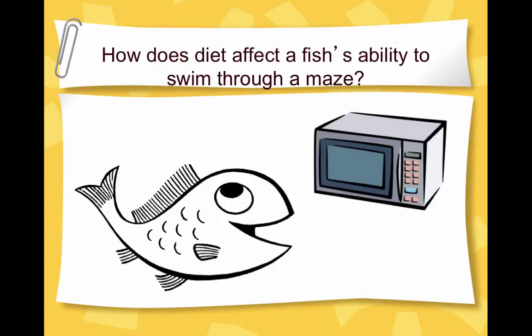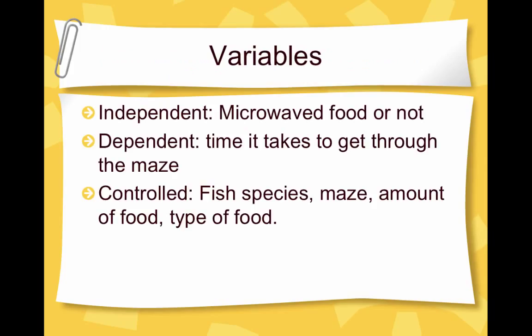Here's another example. Patrick thinks that fish that eat microwave food are smarter than fish that do not. So Patrick times a fish going through a maze before and after eating. 10 of the fish get microwave food and 10 get non-microwave food. So here are our variables. Our independent variable then is whether or not the food is microwaved. The dependent variable is the time that it takes to get through the maze, again, quantitative observation.